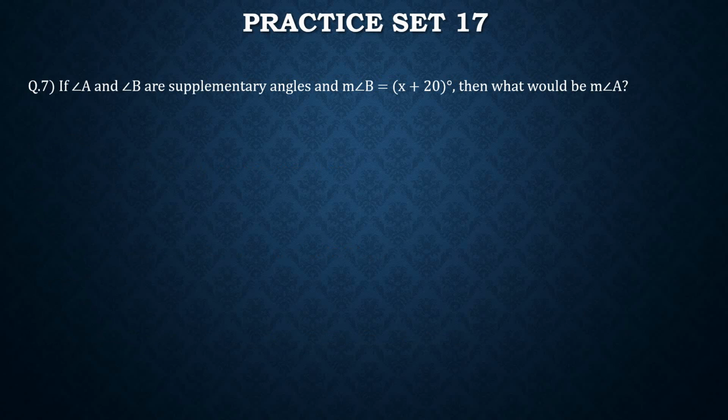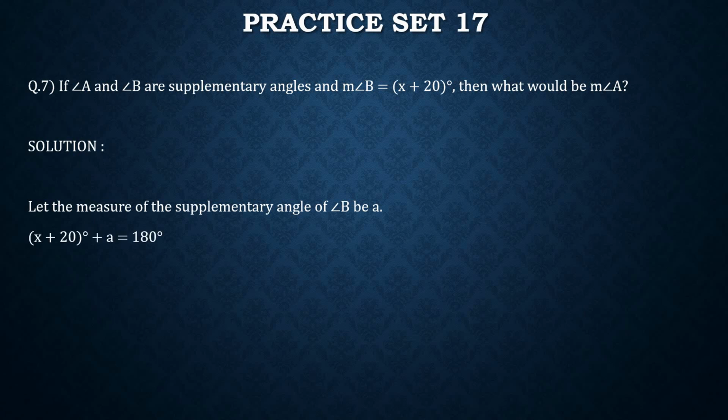Seventh sum of practice set 17. If angle A and angle B are supplementary angles and measure angle B is equal to X plus 20 degrees, then what would be measure angle A? Solution. Let the measure of supplementary angle of angle B be small a. So X plus 20 plus small a is equal to 180 degrees.